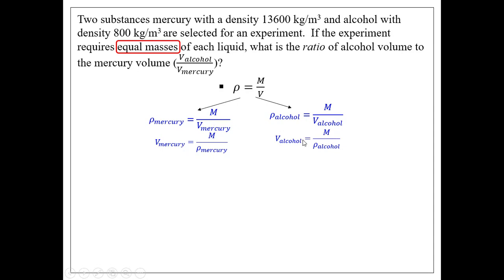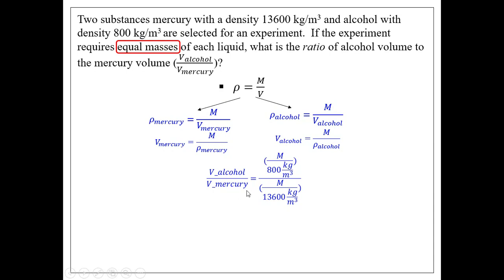All right. Here, I'm going to do the little switcheroo the same as I did on the left side. I need to get V alcohol by itself. So I'm just going to go ahead and multiply both sides by V alcohol and divide both sides by the density of alcohol, or move the V up, move the density down. Okay. Now that we have these two statements, V for mercury and volume of alcohol, we can just go ahead and set up this fraction. So it wants V alcohol over V mercury. So I'm just going to say V alcohol divided by V mercury.